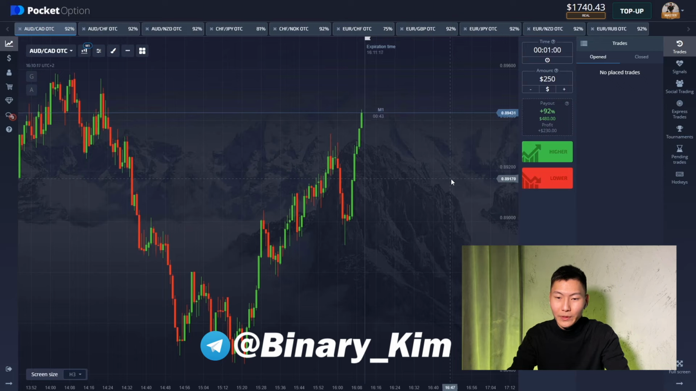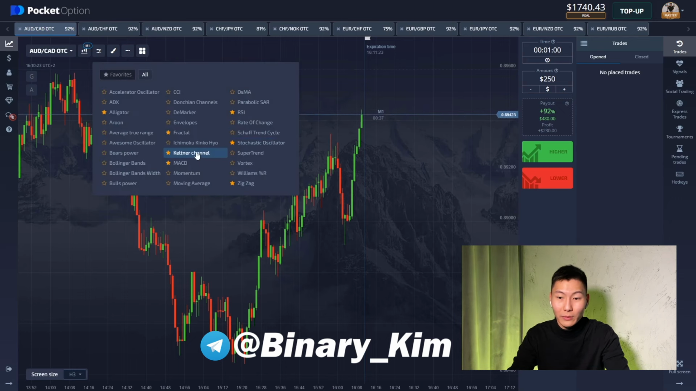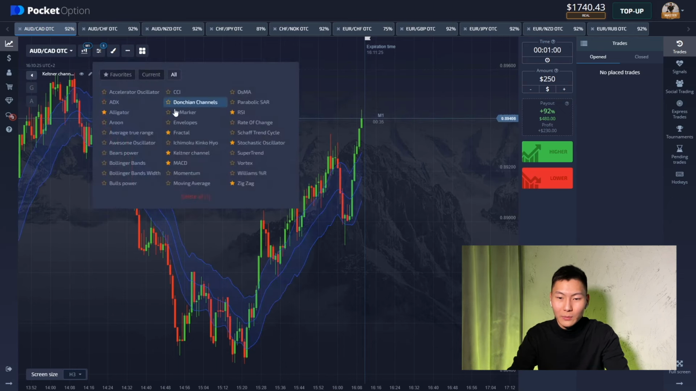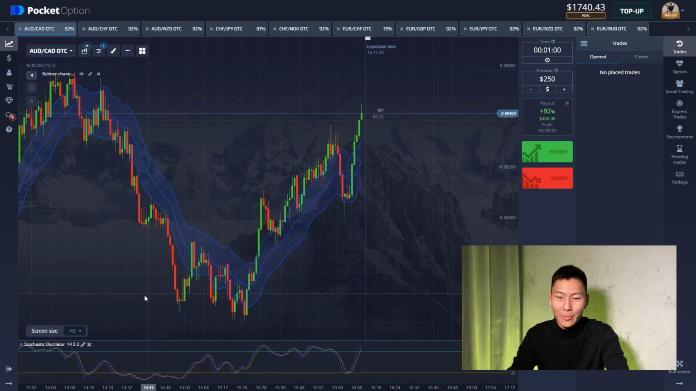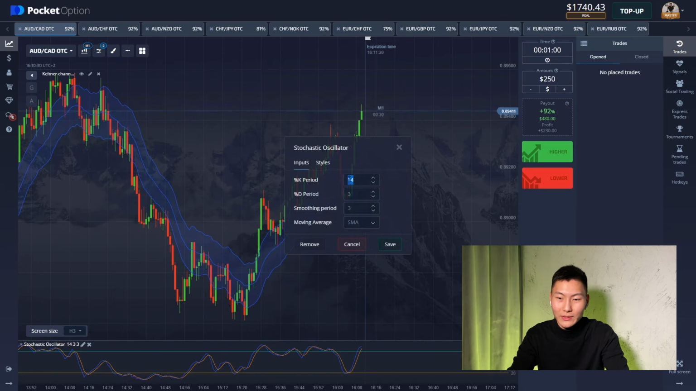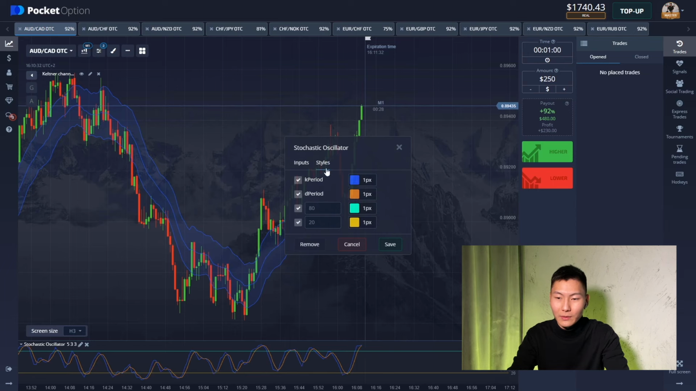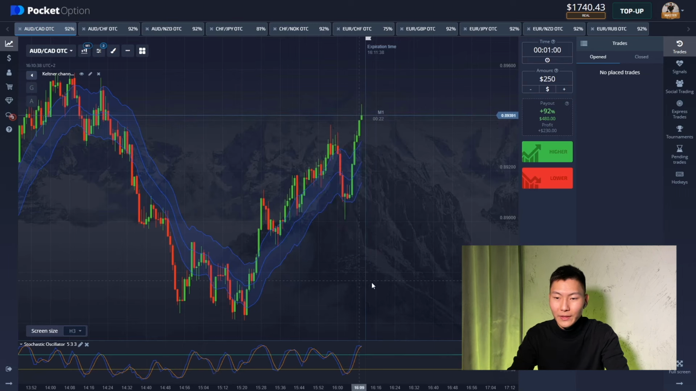Today I'm gonna open a $250 position, and the strategy for today's trading is gonna be one of my favorites, the Keltner channel in combination with the stochastic. But we should configure the stochastic first. Set the period 5, the overbought zone will be 70 and the oversold zone will be 30. These settings work well for me and I recommend you to try them as well.